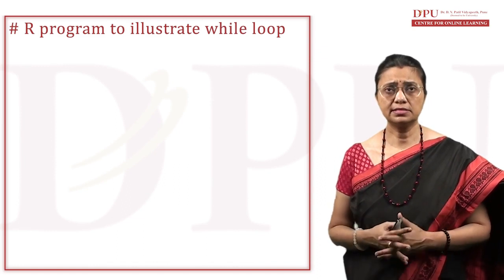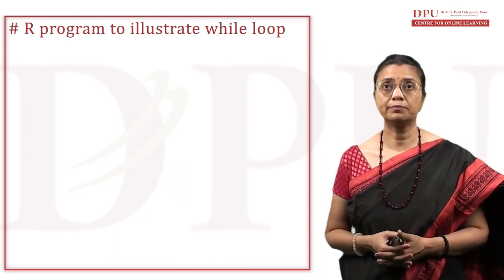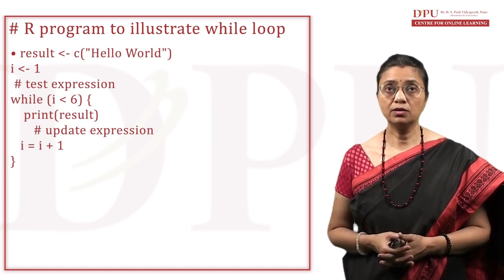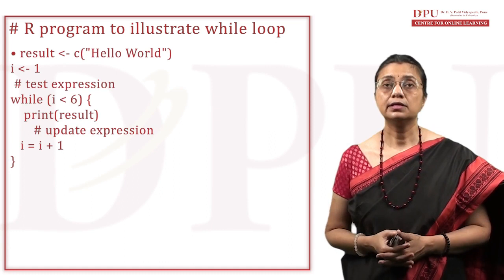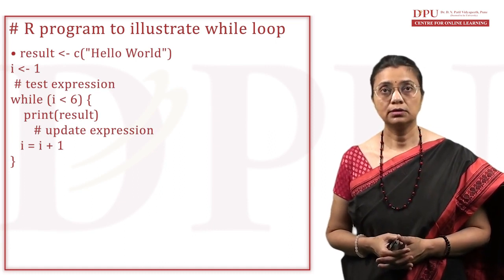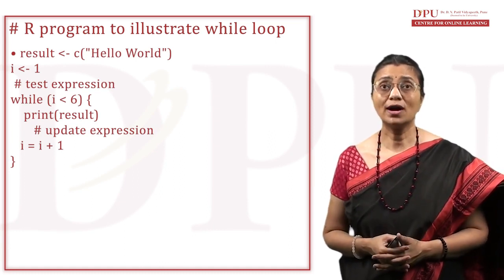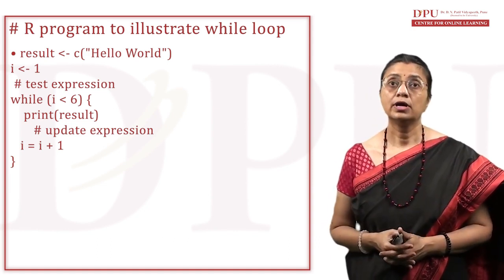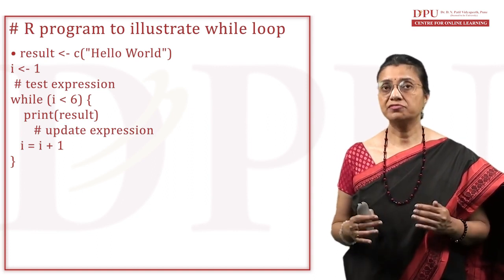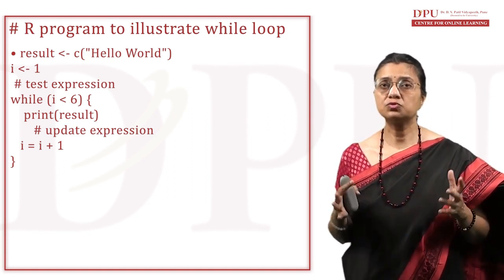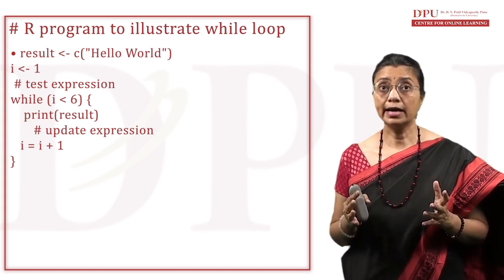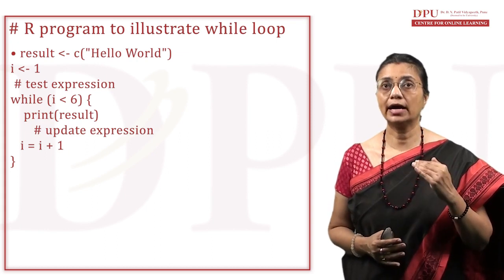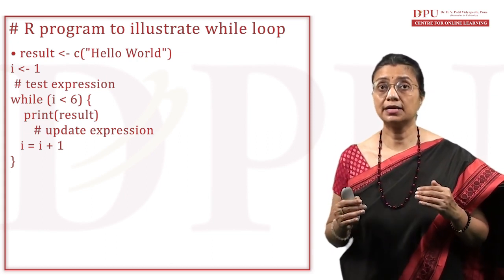Now, let's understand this concept with the help of our program. This R program is used to illustrate the while loop. Here you can see the result is a vector with hello world. So c is a vector of one string, hello world, and result has the value hello world. Now I have taken one more variable I, which will behave like a counter. I is initialized to 1.